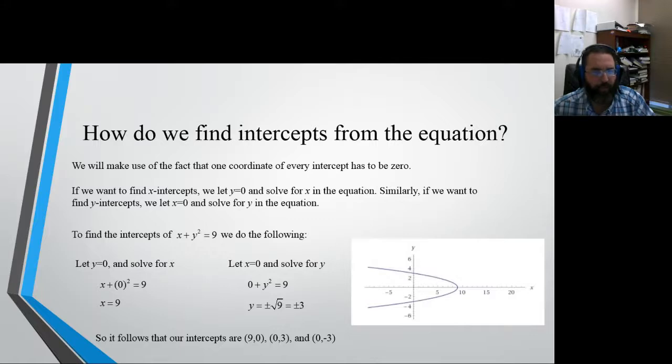And here's a picture of that graph, and you can see visually that those 3 points are the intercepts of that graph.